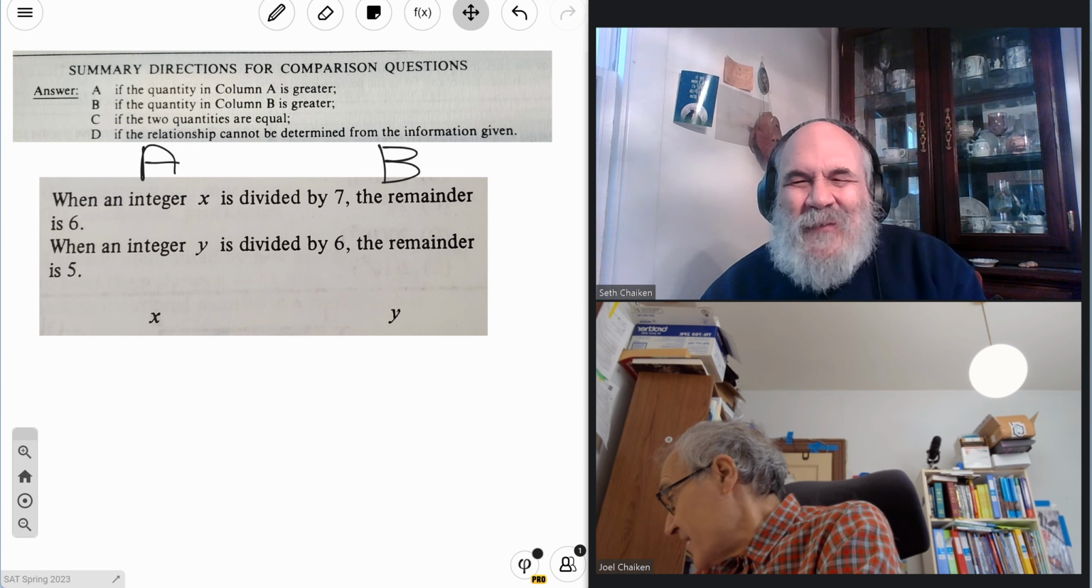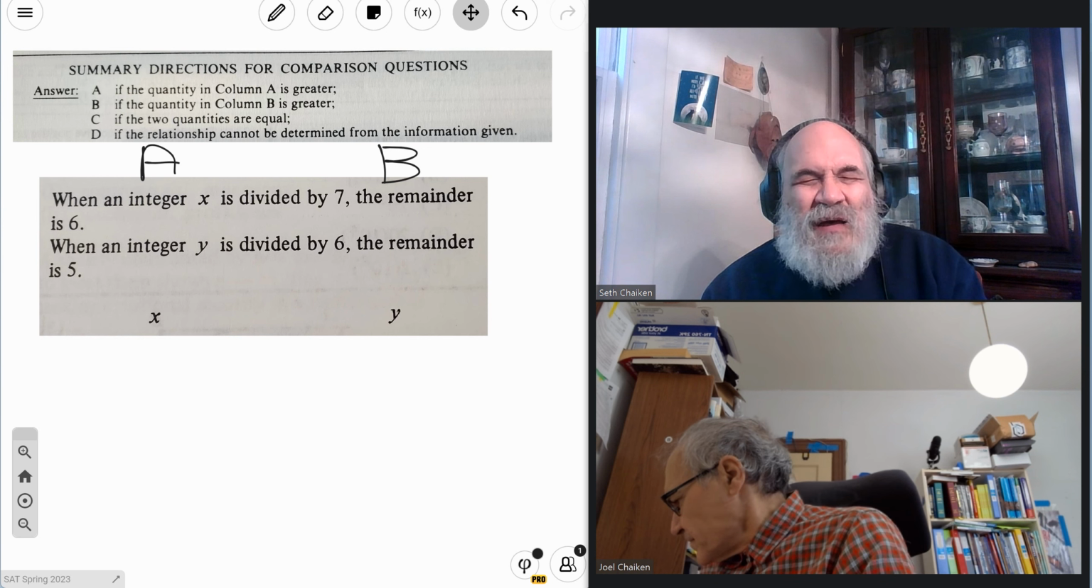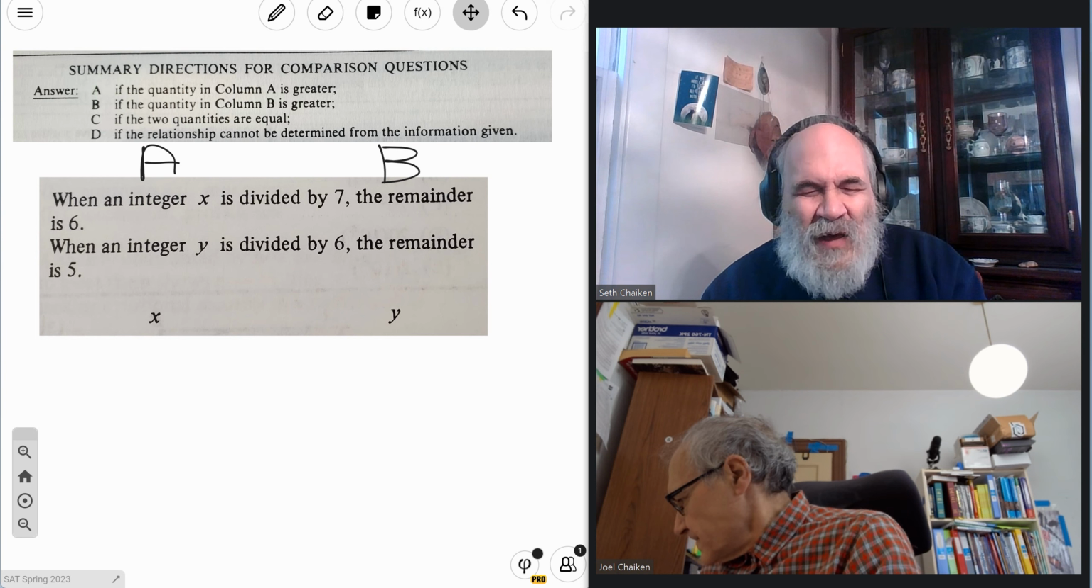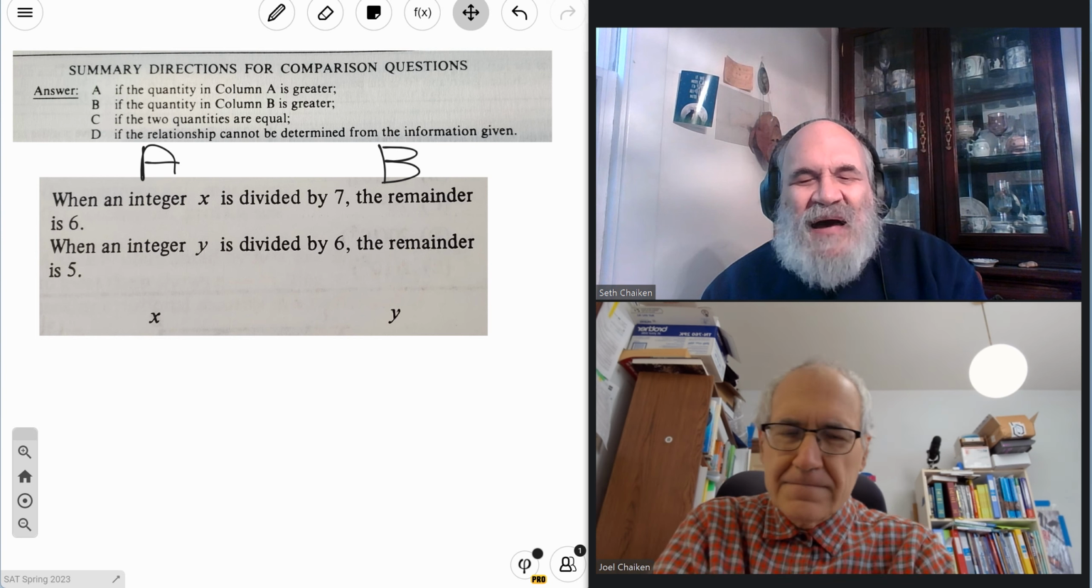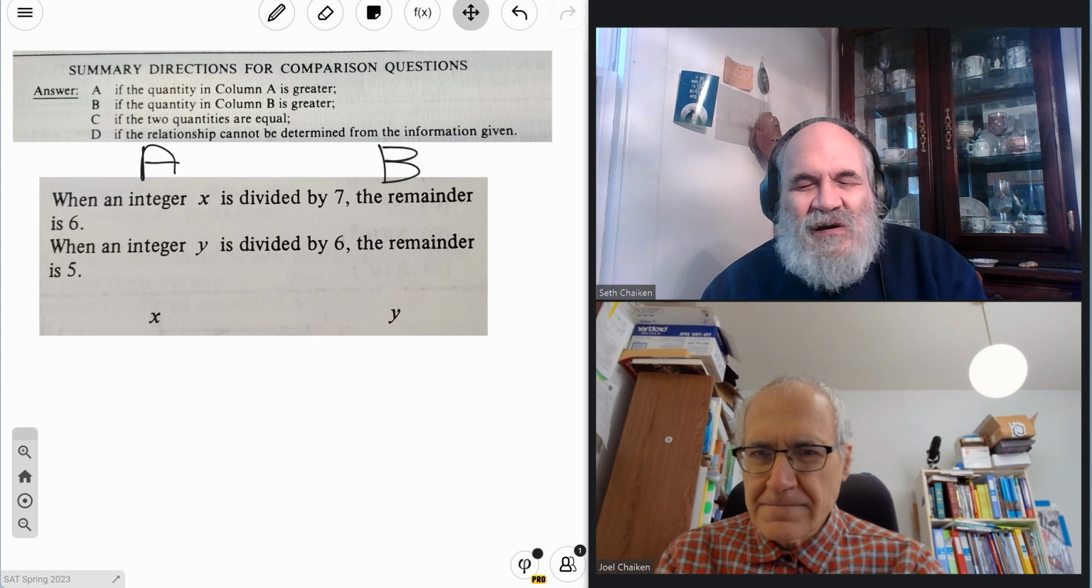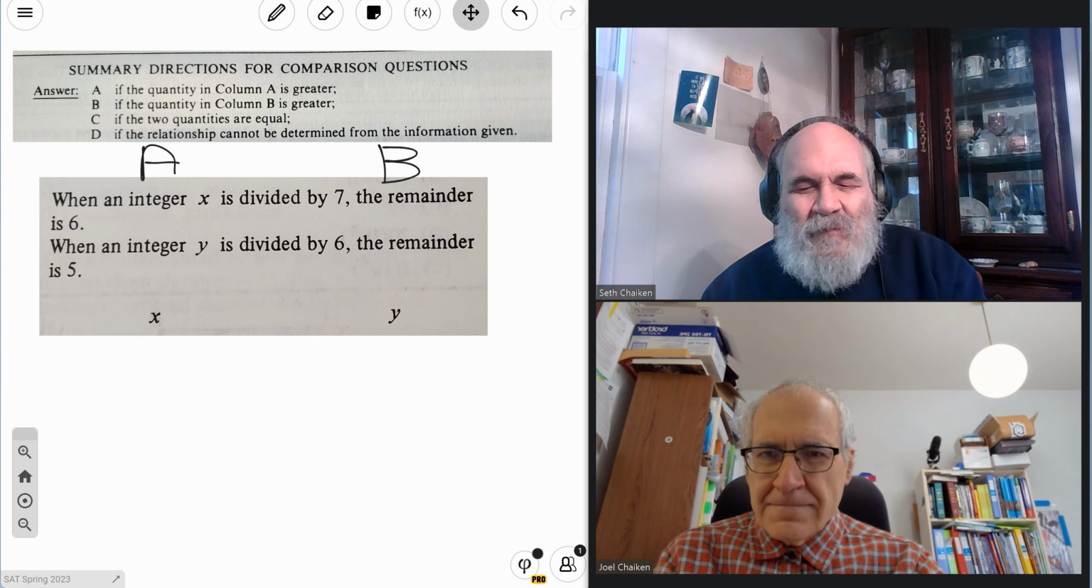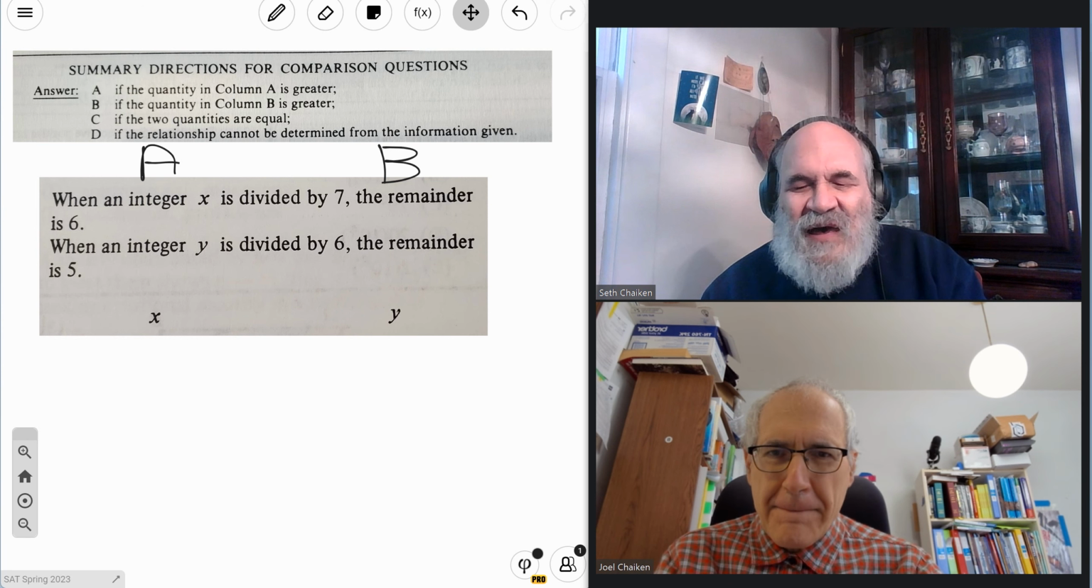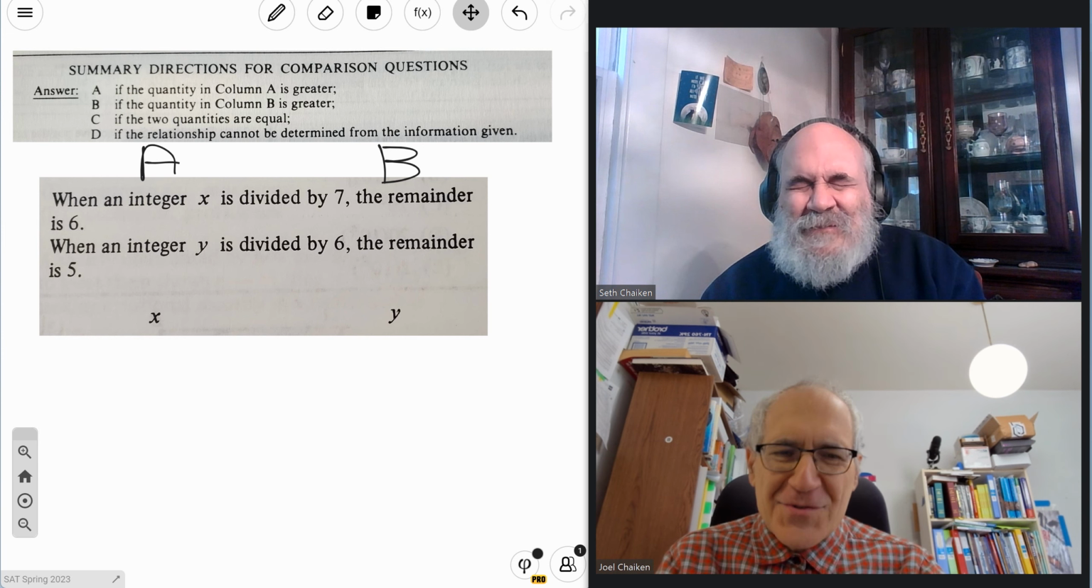Do they say anything about positive numbers? The goal is to figure out, for all the values that might occur in column A and all the values that might occur in column B, is it always the case that a column A value is less than a column B value? Right. Okay, so stop talking, just do the problem.